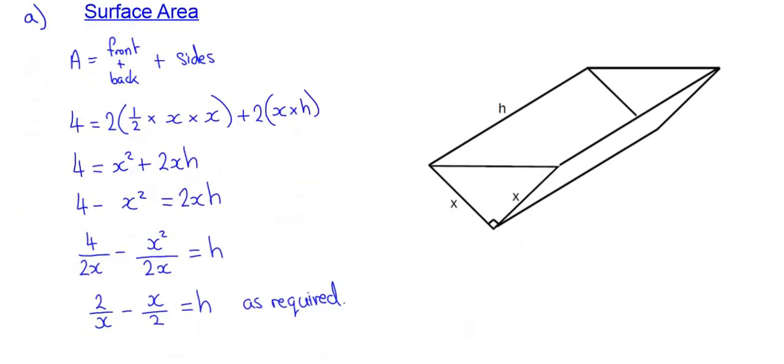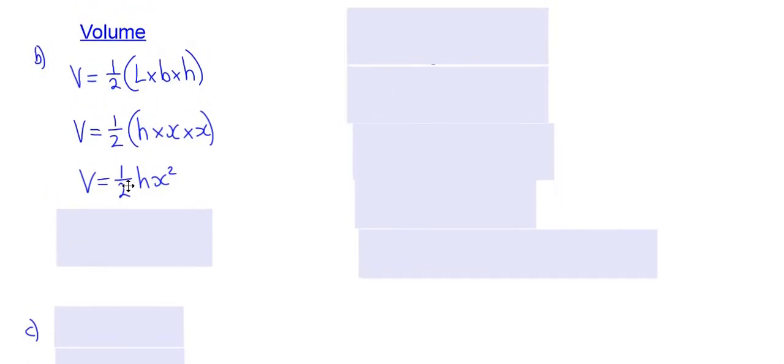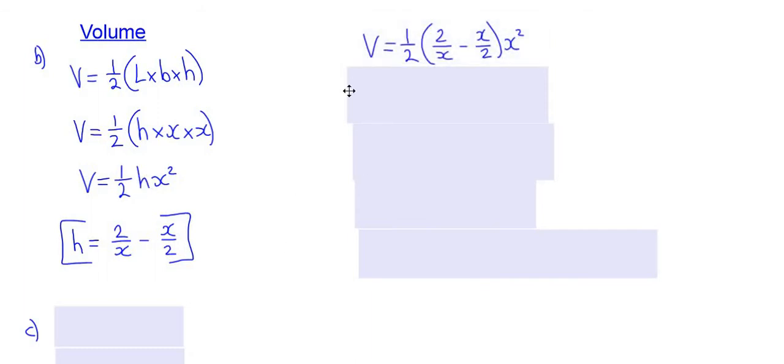So like the previous example, we are going to have to substitute h in terms of x. From part A we had h is equal to 2 over x squared. What we're going to do is substitute this into this expression here in place of the h, like so. And with a bit of multiplication, multiply out by a half.